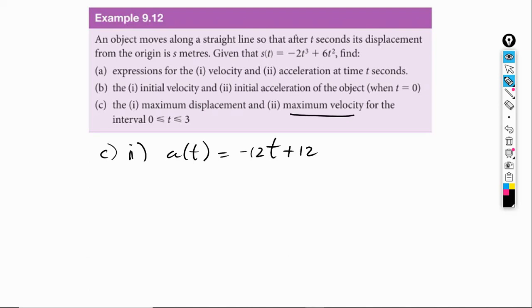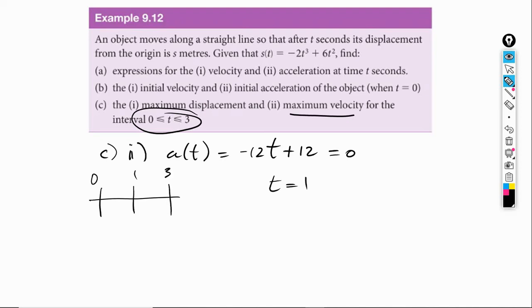So again, what we do is that we equal this to 0. And this only has one solution, right? Where t equals 1. We still don't know if this is a maximum or a minimum. So we have to use the table again. So remember that because the time interval is from 0 to 3, we have to test those values. So 0, 1, and 3.